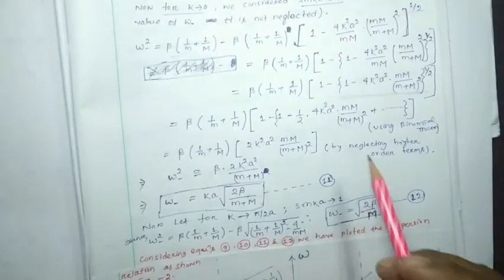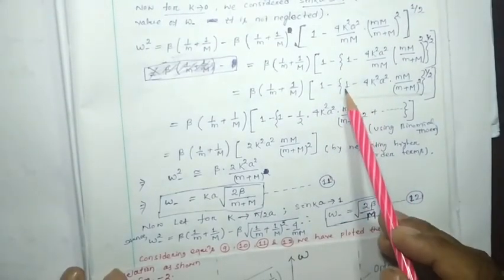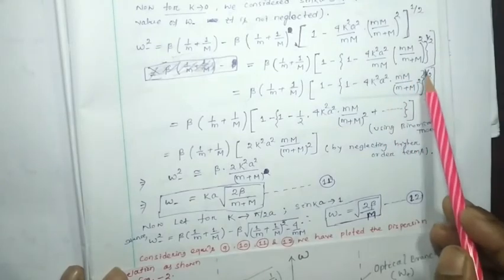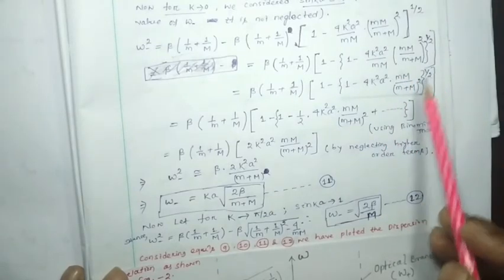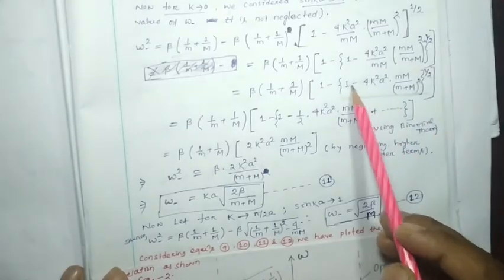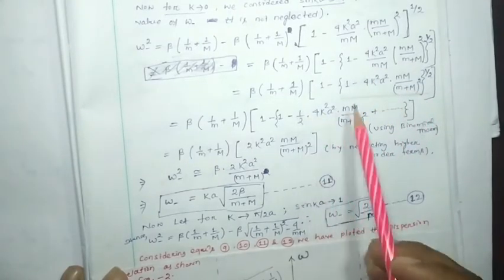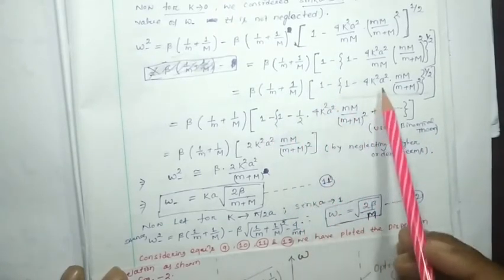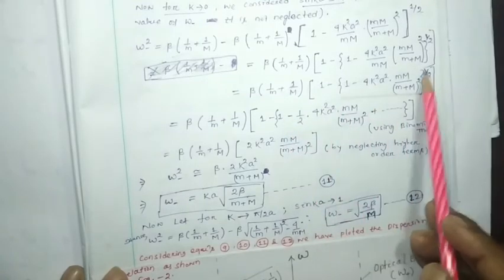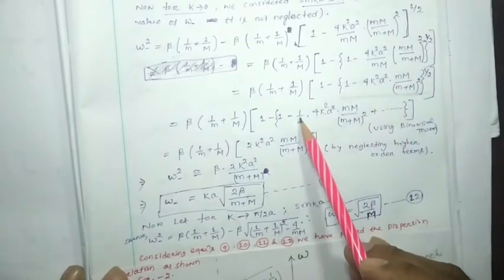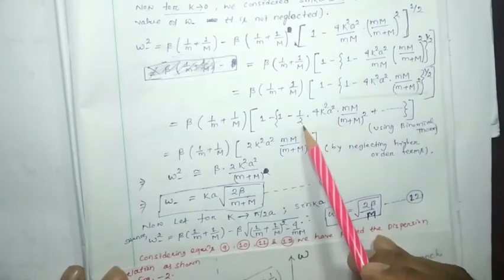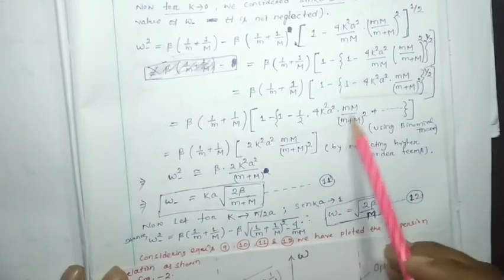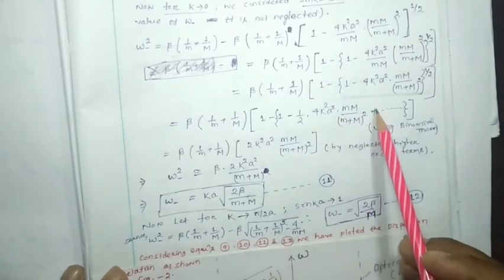So like that, here you can see that this is 1 minus x, you can consider this much as x, to the power n, where n is 1 by 2. So here you can consider 1 plus minus, this is minus. If we are going to consider the binomial theorem, then it will be 1 minus n into x, where n is 1 by 2, into x, 4k square a square into m plus m by mm, plus m square. And the second term will be how much?